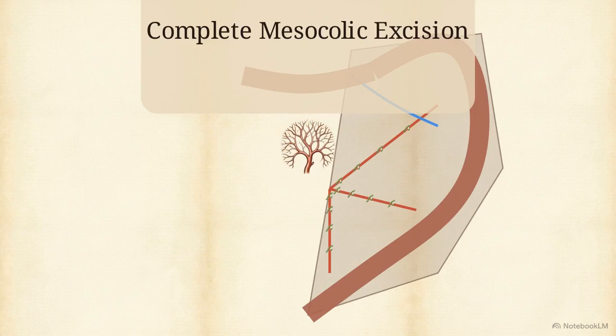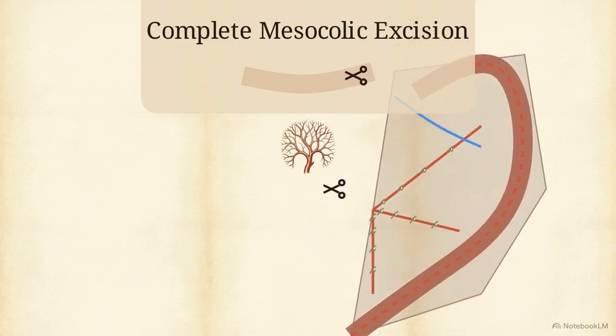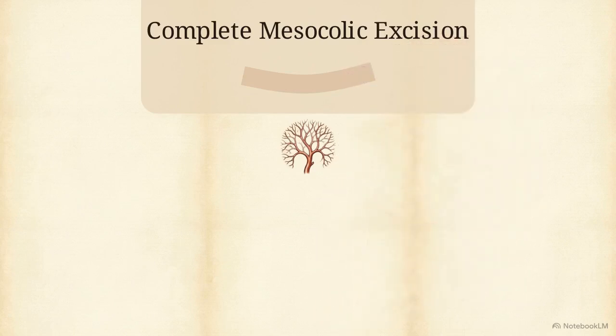A left hemicolectomy targets descending colon and sigmoid cancers. Here, the surgeon mobilizes the left half of the colon and performs a high tie ligation of the inferior mesenteric artery close to its aortic origin, along with the inferior mesenteric vein.